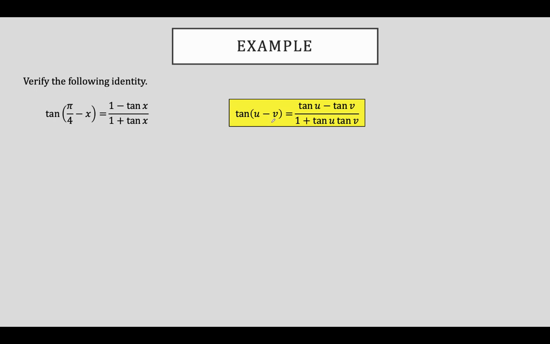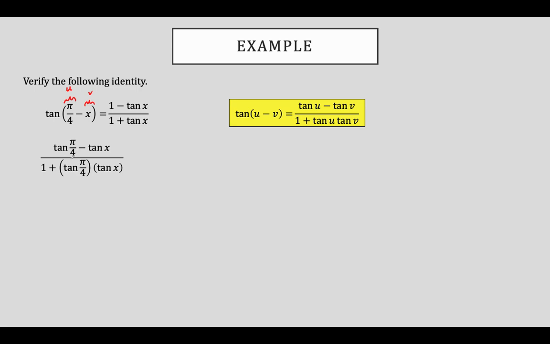The tangent of u minus v is equal to the tangent of u minus the tangent of v divided by 1 plus the tangent of u times the tangent of v. Now, in this case, our u is going to be this quantity pi over 4, right? We can treat that as our u. And our v from the formula is going to be this x, right? It's just the first term minus the second term. So plugging into the formula, we get the tangent of pi over 4 minus the tangent of x divided by 1 plus the tangent of pi over 4 times the tangent of x.